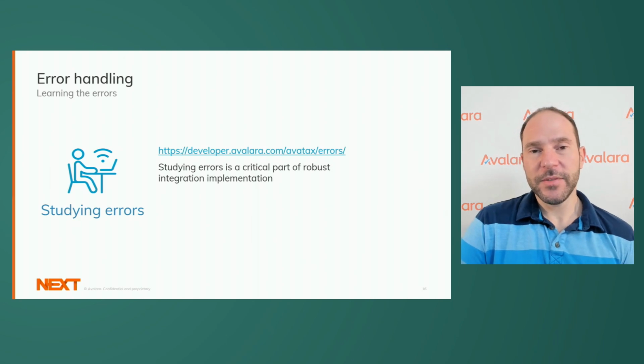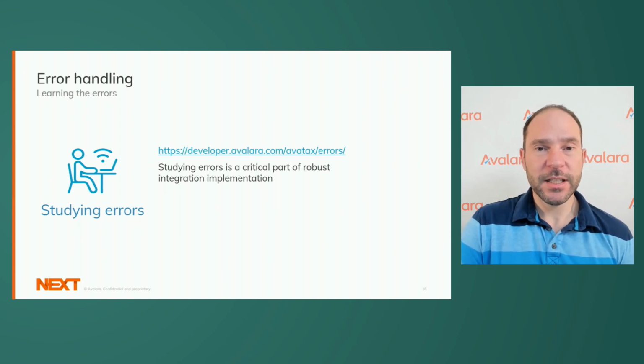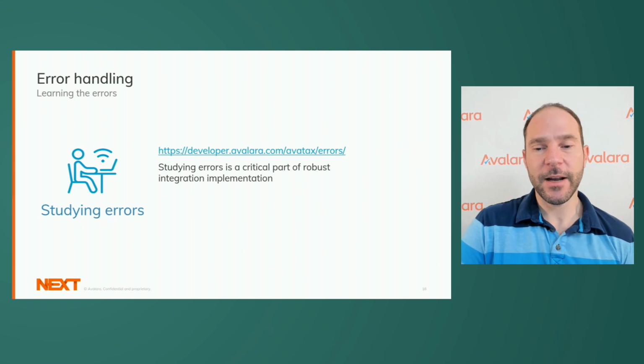So that was just a couple of the errors that you can get from the API. There's a full list at developer.avalara.com/avatax/errors. And you can also find the rest of the documentation for our APIs at developer.avalara.com.